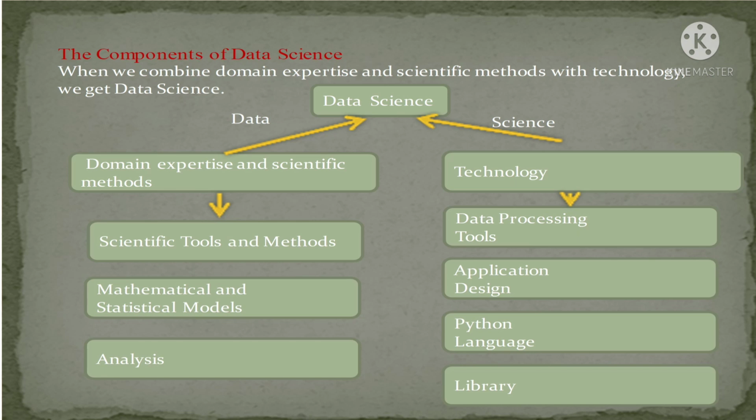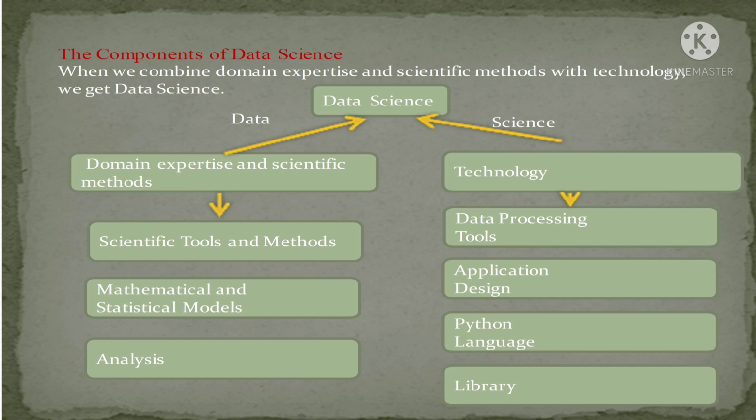Here the data means the domain expertise and the scientific methods. In this domain expertise and scientific part, we will decide the scientific tools, methods, models, and the analysis part. This will come under the data. And science means the technology. Here we have to combine the data and the technology. For processing the data we need some methods, tools, technology, applications, operating systems, languages, and libraries also. This will come under the science.